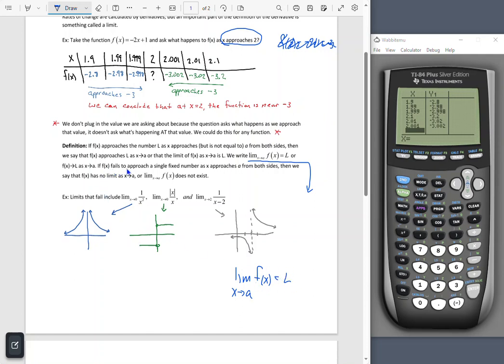If f of x fails to approach a single fixed number as x approaches a from both sides, then we say that f of x has no limit as x approaches a, or the limit as x approaches a of f of x does not exist. A single fixed number. So if I look at the function 1 over x squared, this is what I call a volcano function. As x approaches 0, as I get closer and closer to 0 from the right, my function blows up. As I get closer and closer to x equals 0 from the left, my function blows up. That's not a number. Infinity is not a number.